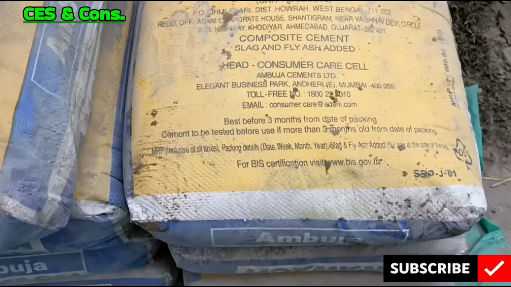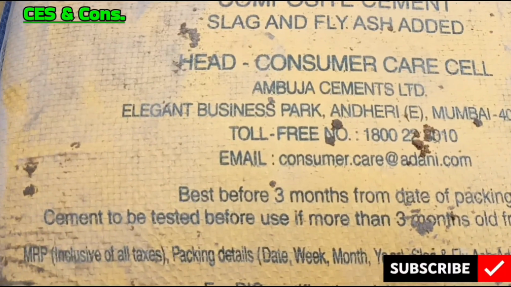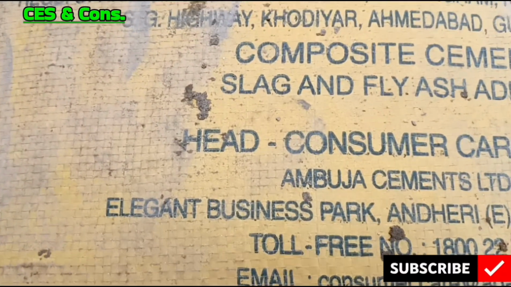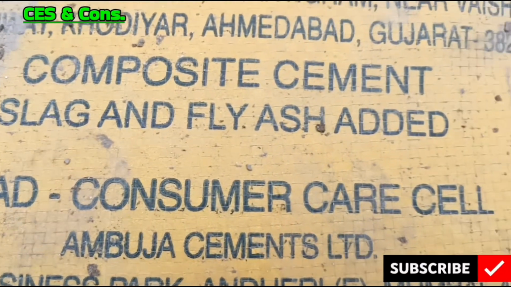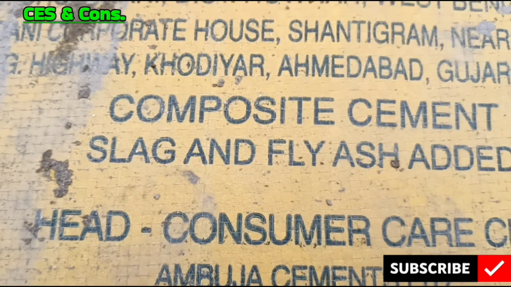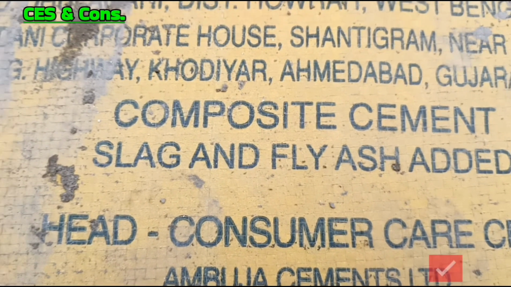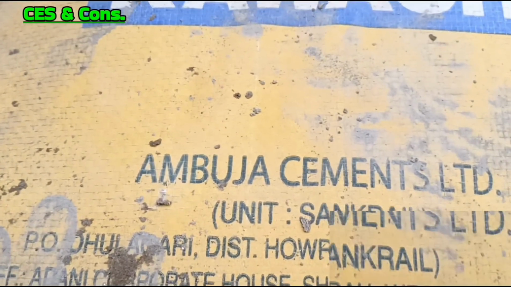Number 3. Portland slag cement. IS 455/2015. It is used in coastal or marine area and in aggressive environment works. Number 4. Rapid hardening Portland cement. This is as per IS 8041/1990. This is used for early strength requirements.